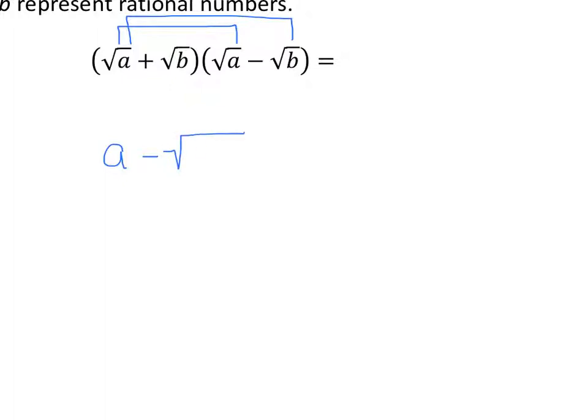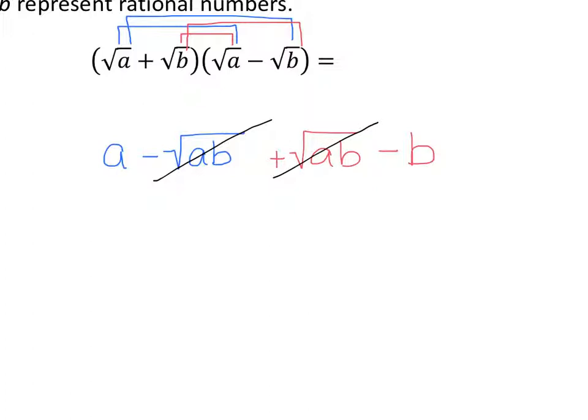Minus square root of AB. Okay, inside times inside, plus the square root of AB. Okay, last times last, minus B. Square root of B times square root of B is just B. Alright, now what happens? The middle two cancel and we get A minus B.